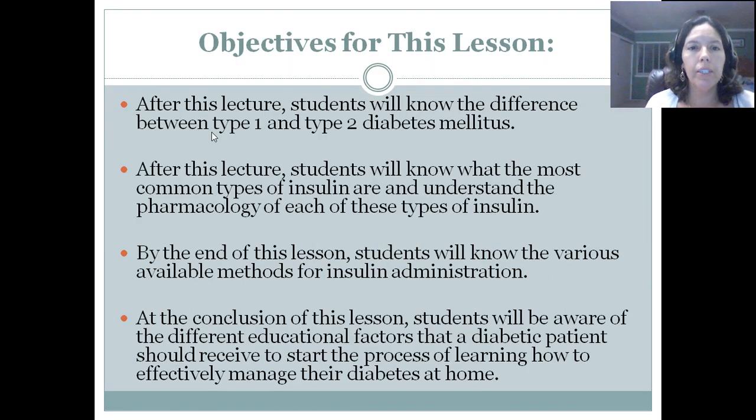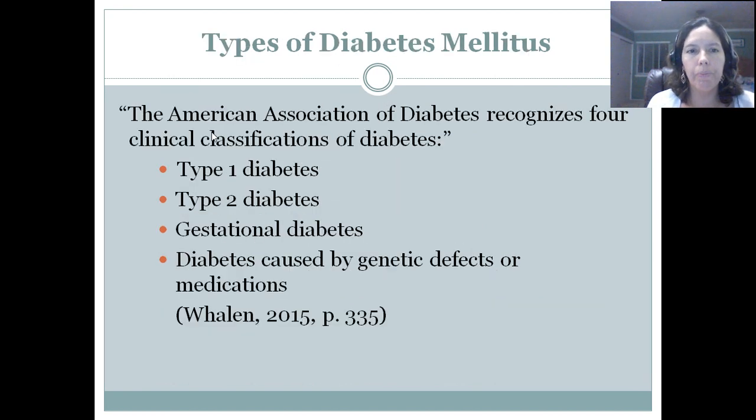The objectives for this lesson are that you will know the difference between type 1 and type 2 diabetes mellitus, that you will know what the most common types of insulin are and understand the pharmacology of each of these types of insulin, and that you will also know the various available methods for insulin administration. At the conclusion of this lesson, you will be aware of the different educational factors that diabetic patients should receive to start the process of learning how to effectively manage their diabetes at home.